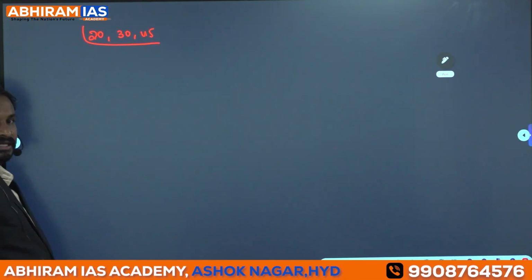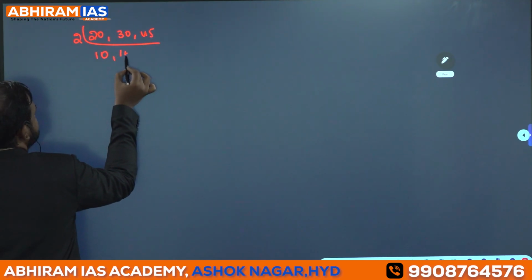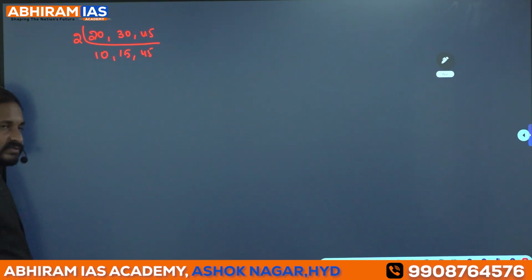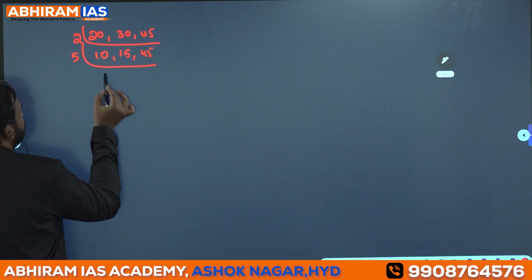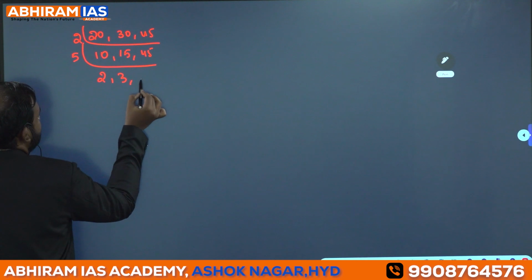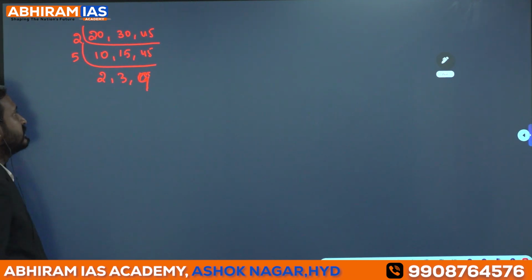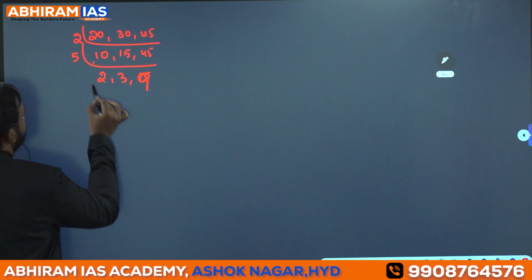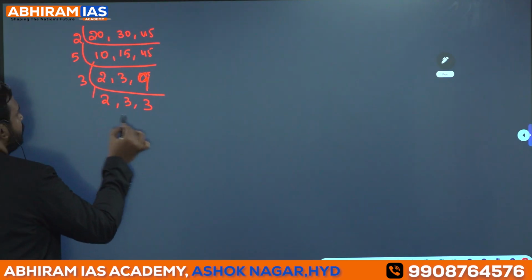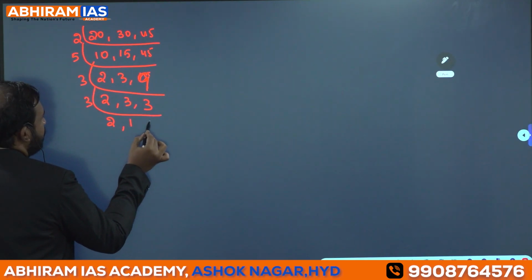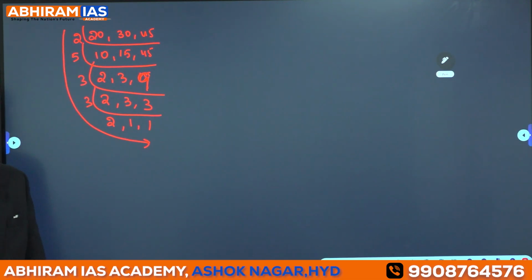That means we will cancel them with the prime numbers. If you observe carefully here students, with the 2 table I can go: 2 10s, 2 15s and 2 45s? Why? Because 45 is not divisible by 2. Next, in 5 table, 5 2s, 5 3s and 5 9s. 5 9s is 45. Next in 3 table, 3, 2, 3 and 3. And next, 3, 2, 1 and 1.